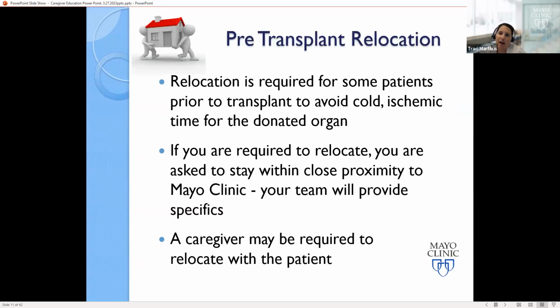This is pre-transplant relocation, which is different than post-transplant relocation, which we'll go into down the line. But this is required for some patients prior to transplant to avoid the cold ischemic time for the donated organ. That is how long the organ can be out of the body for. If you are required to relocate, you are asked to stay within close proximity to Mayo Clinic and your team will provide those specifics. And you may be asked to have a caregiver relocate with you.